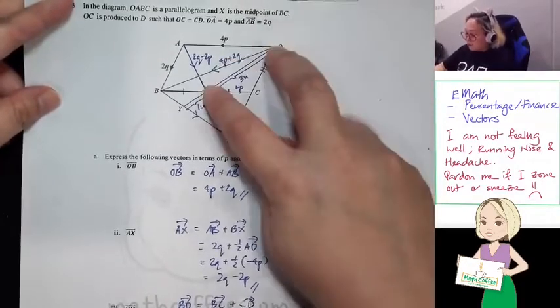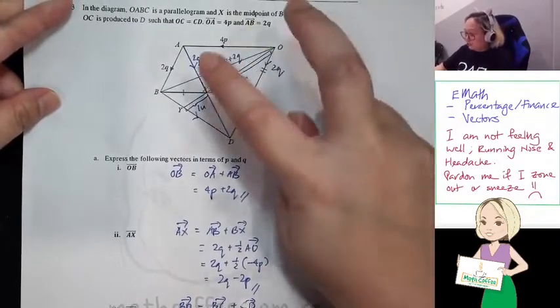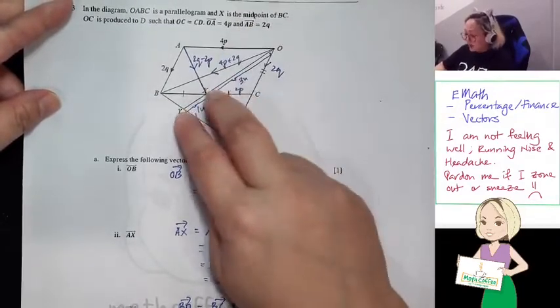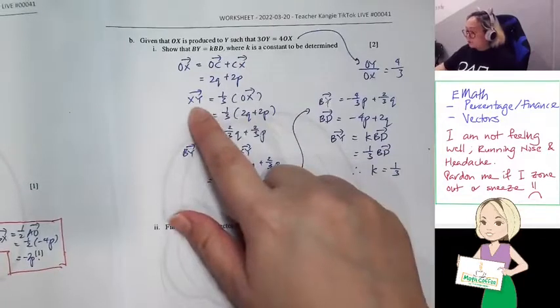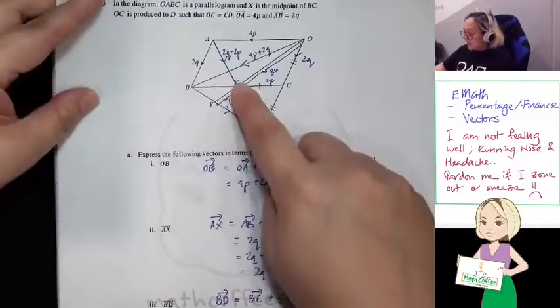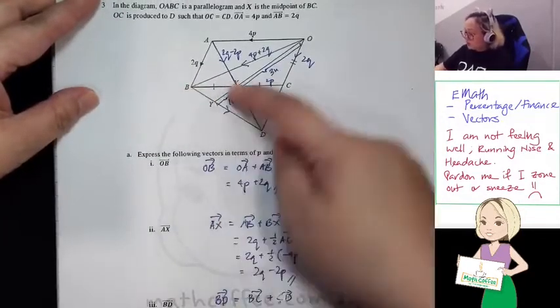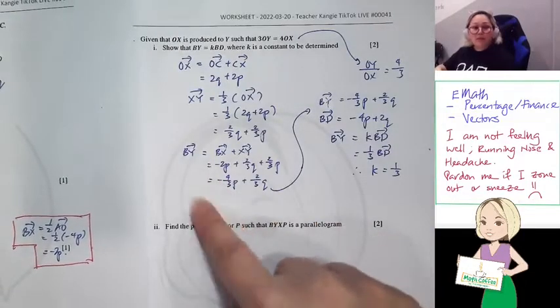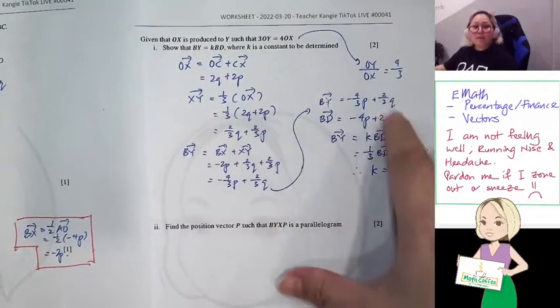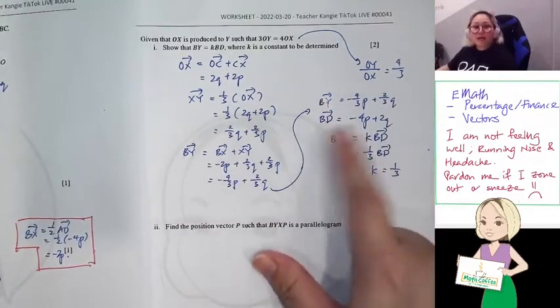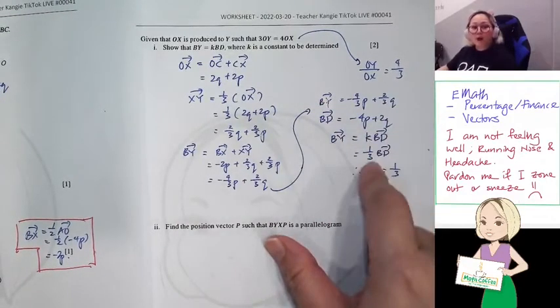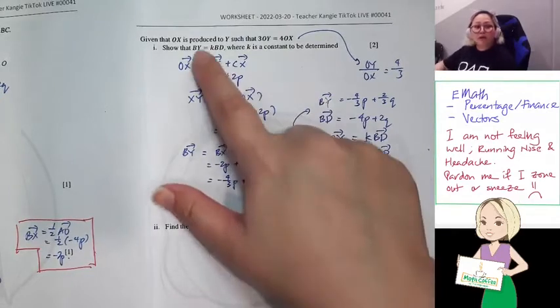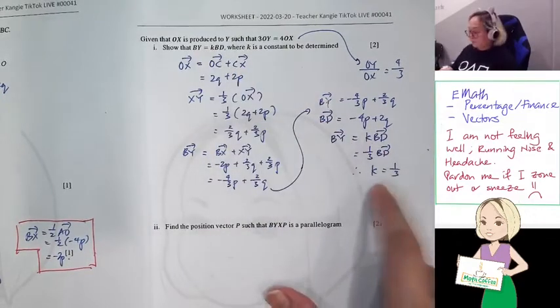After I find my OX, and this is 3 units, I just divide by 3, then find 1 unit, which is my XY. So I have my XY now. I can find my BY by using BX plus XY. So BX plus XY, and then I find my BY. Then I compare my BY and my BD, and I see that they are related by a 1/3. And therefore, I know that K is 1/3. Okay?